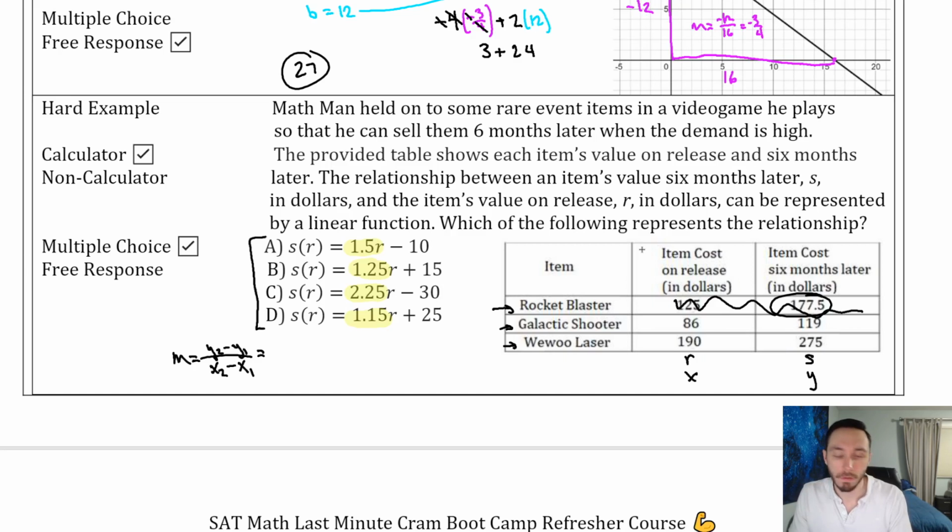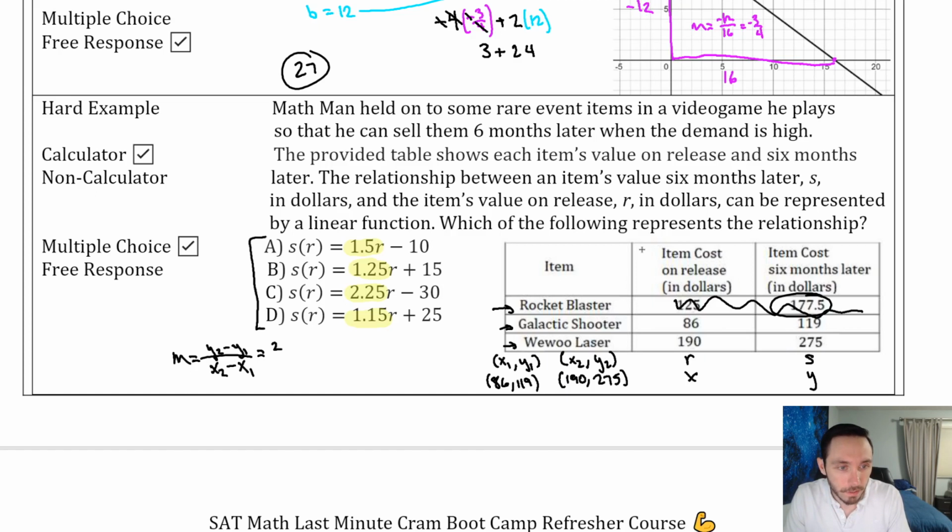I'll say that my x sub 1 comma y sub 1 is going to be the galactic shooter. It'll be 86 comma 119. And then my x sub 2 comma y sub 2 will be my wee woo laser. This will be 190 comma 275. So I'm literally just plugging this into my formula, and if I get a slope of 1.15, then D is the answer. But let's see what it actually is.